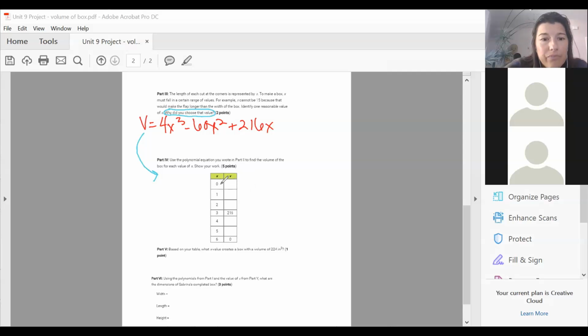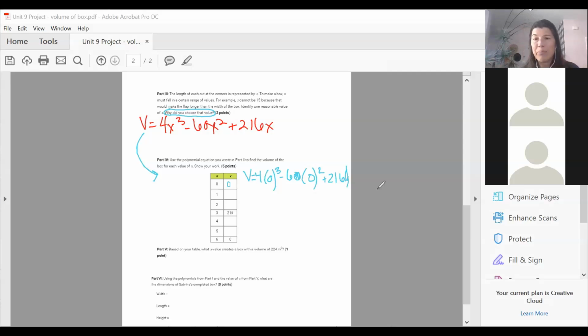So we're going to substitute in these values, and we can do a couple of them together. So if x is 0, what's the volume of your box going to be? And here's where you want to be showing your work. So if x equals 0, your v is going to be equal to 4 times 0 cubed minus 60 times 0 squared, plus 200. So Katie, you noticed quickly, if we multiply everything by 0 and we add up a bunch of zeros, we're left with 0, which makes sense.